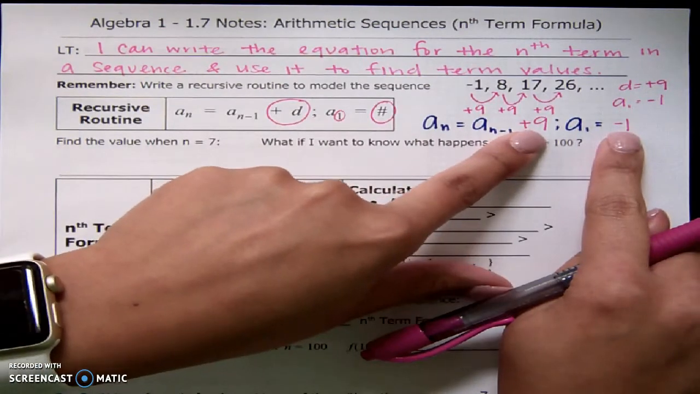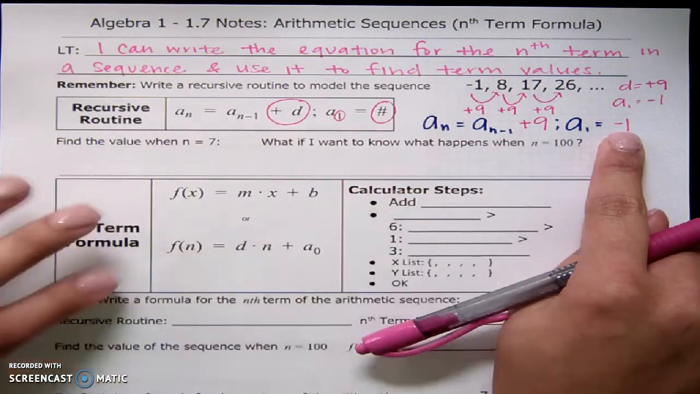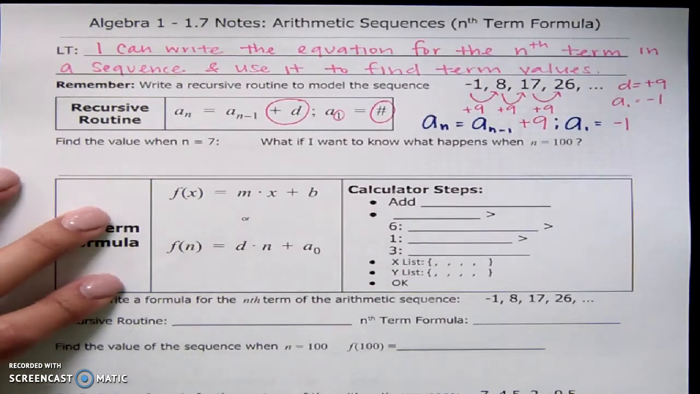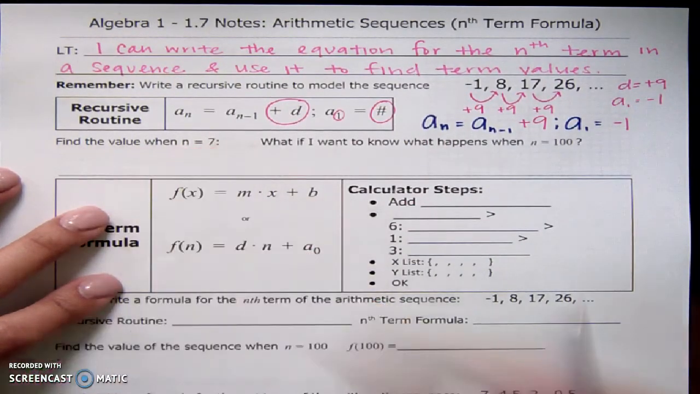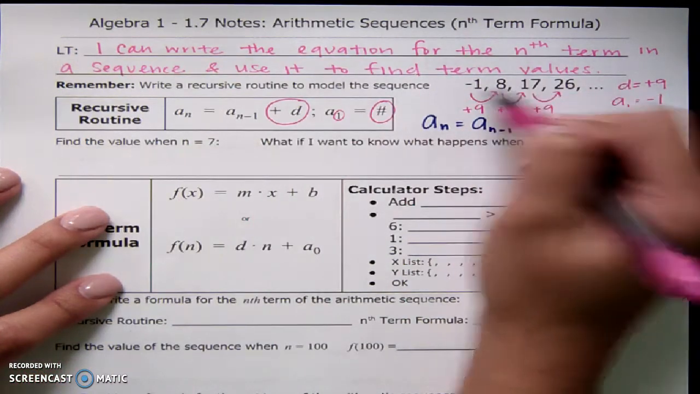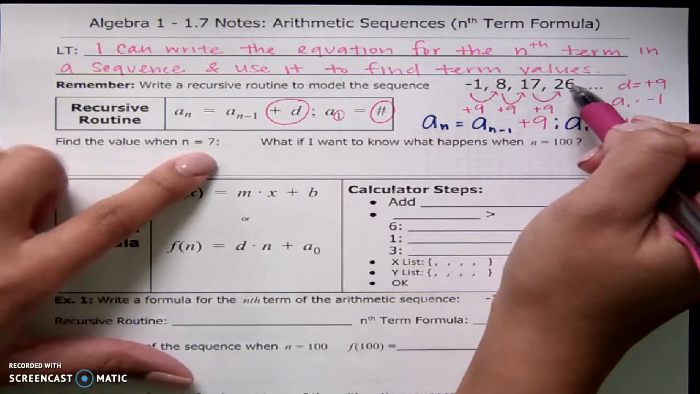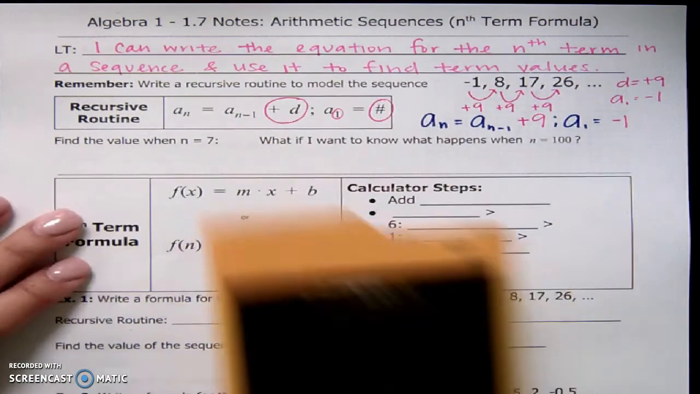So anytime that you are writing a recursive routine, these are the only two numbers that are going to change, depending on what the difference is between your numbers or how the pattern is created and what the first term is. So find the value when n is 7. So this is n is 1, n is 2, n is 3, n is 4. Remember, n is the order it is in the pattern.